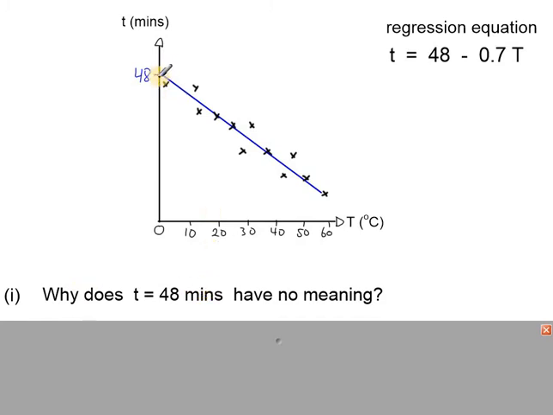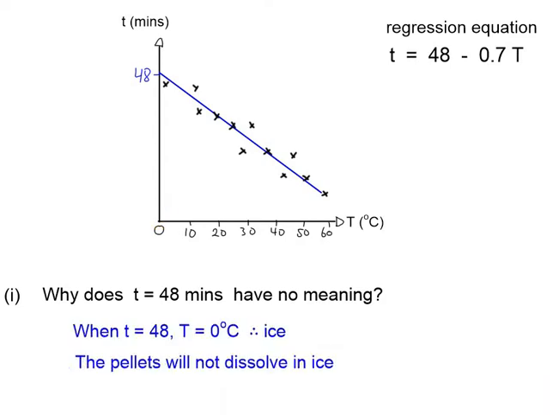And for this point, if you come straight down and look at the temperature, it's 0. And water at 0 degrees, well, it's ice. And the pellets are not going to dissolve in the ice. And what you'll see from the graph, there's no data point on here at this position where the time is 48 minutes and the temperature is 0. We've extrapolated that line to get to this point on the graph.